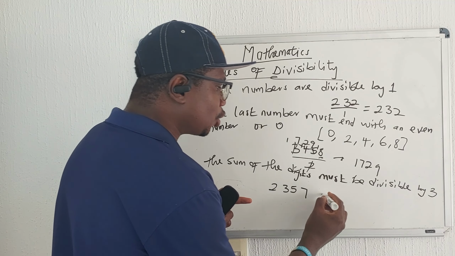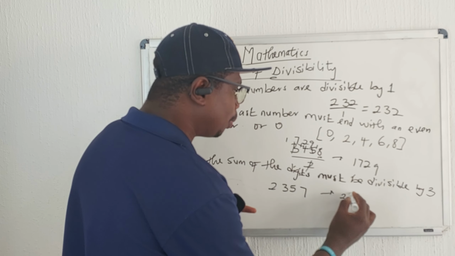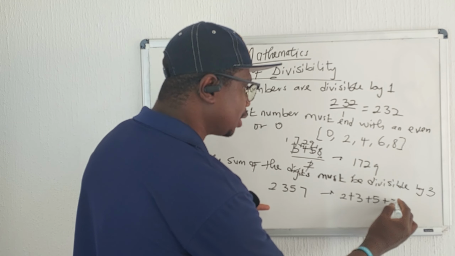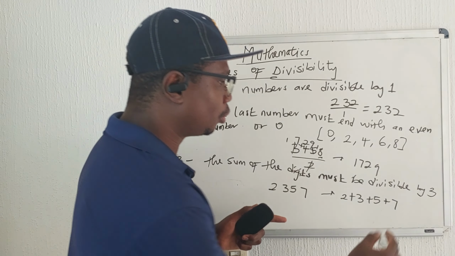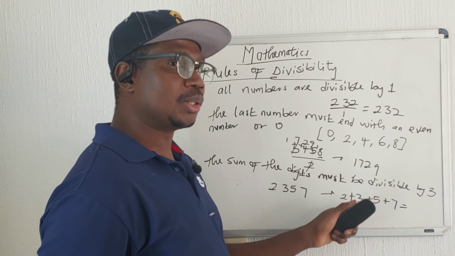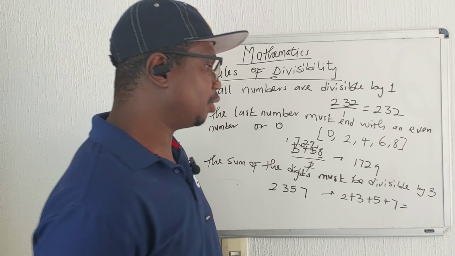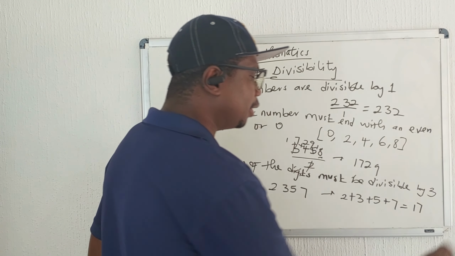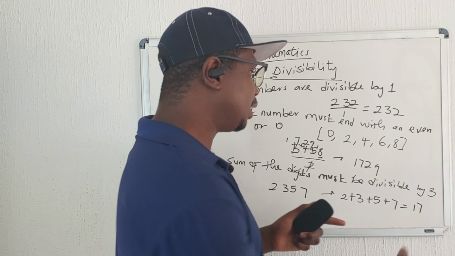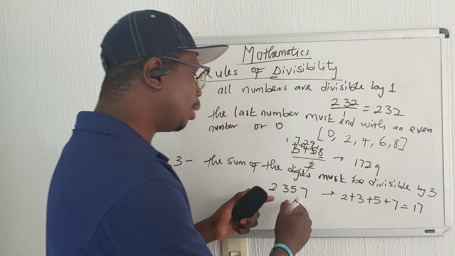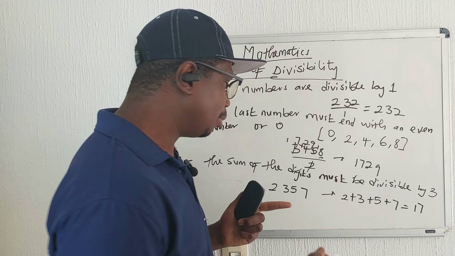Now, we can sum these digits by what? 2 plus 3 plus 5 plus 7. 2 plus 3 is what? 5. 5 plus 5 is what? 10. 10 plus 7 is what? 17. Now we ask ourselves, is 17 divisible by 3? No. So therefore, this number cannot be divisible by 3.